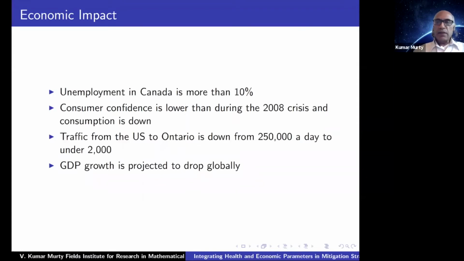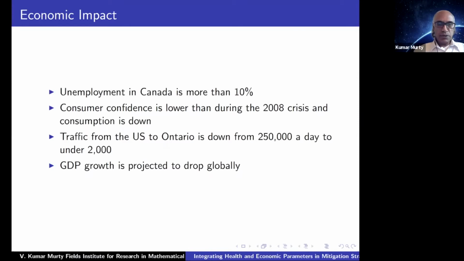Just in Canada, unemployment is still at more than 10%. Consumer confidence is low. That means our willingness to spend money is low. Apparently, it's lower than during the 2008 crisis. The border with the United States is closed. That means that daily traffic to Ontario, which used to be at 250,000 a day, is now under 2,000.